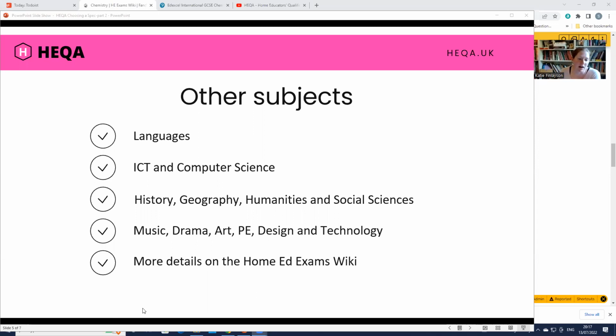So, you know, there are standard music grades. There's LAMDA, I think, that do something similar to music grades for drama. Arts, there are arts awards, silver and bronze, silver and gold arts awards. PE, there's various different sporting qualifications that you might look at doing instead.